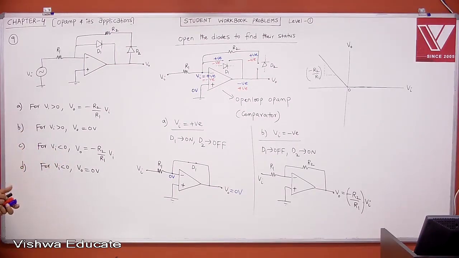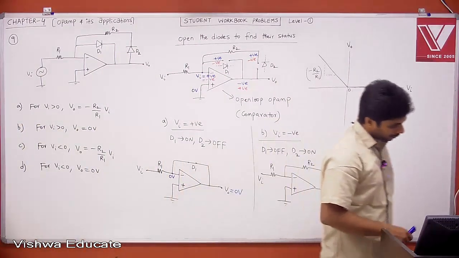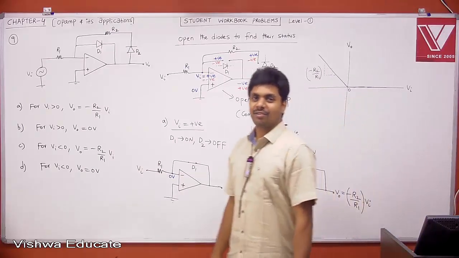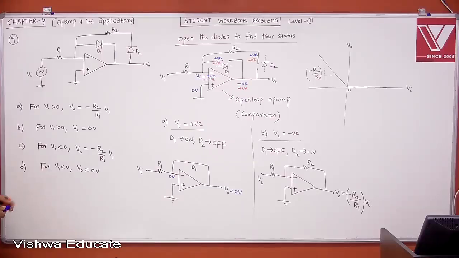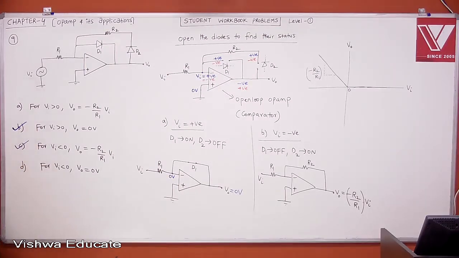Remember, this is GATE 1989. Earlier, not only one option, multiple options could be true. Therefore, when Vi is positive, this is also true. When Vi is negative, the moment you say this has happened, don't take only option B. We have to see all the options. When Vi is negative, your output is minus R2 by R1. Both the options are true.